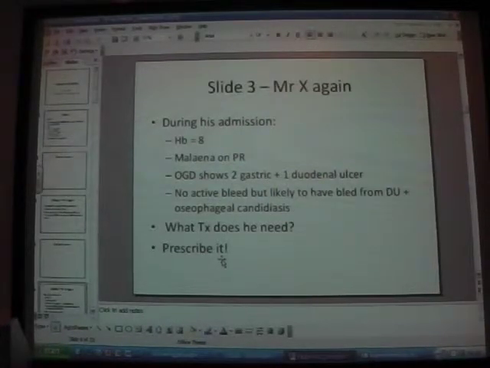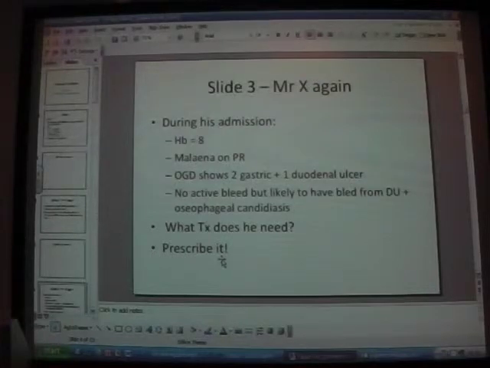There wasn't any active bleeding on the OGD report. If there was active bleeding, what would it mention on the OGD report? If there was actual bleeding happening when they scoped. What intervention they've done to stop it? Exactly. And normally, it will say what intervention they've done at the time.